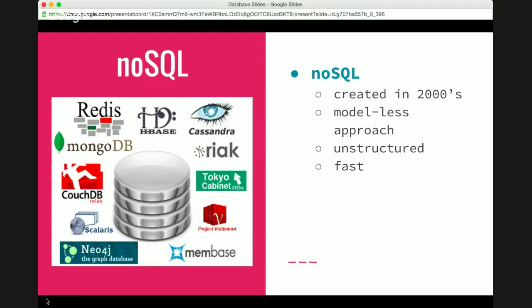Next, we have noSQL, and noSQL was introduced in the 2000s. noSQL is very fast and does not require any fixed table schemas. It uses a model-less approach, and it's unstructured. Some popular brands include Hazelcast, Apache, and Cassandra. These are all types of open software systems as well.